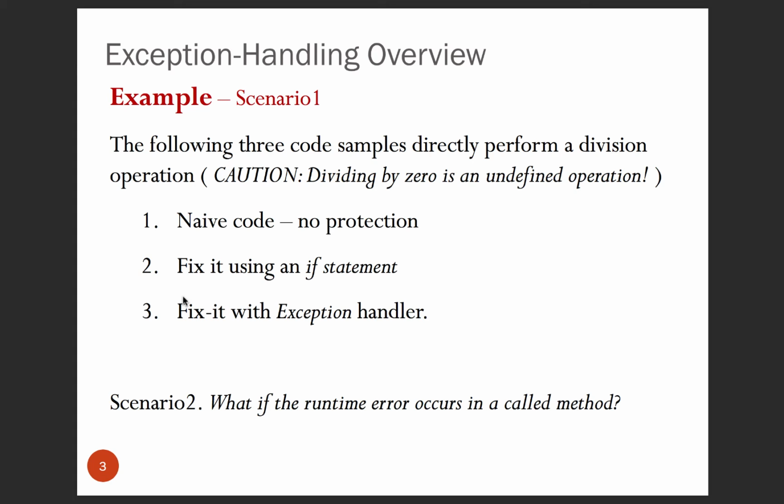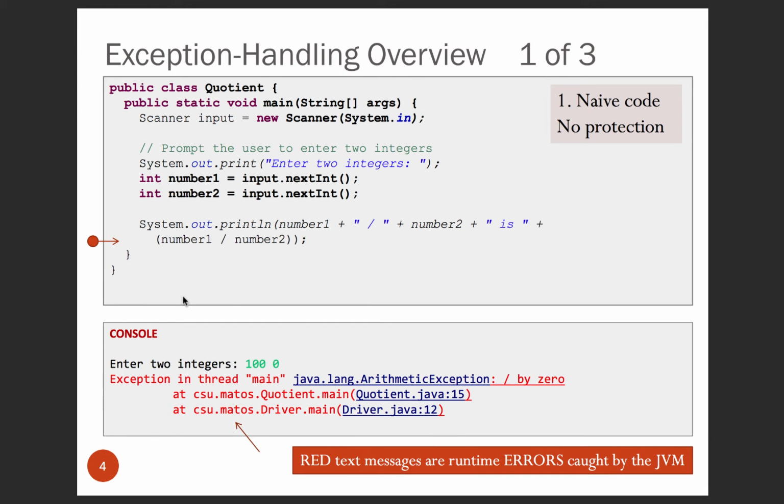You can fix this problem with if statement conditions. For example, you always check whether the value used to divide is zero or not. If it is zero, then maybe you can send some message to the user that no, you cannot enter zero. And you can also fix this situation using an exception handler. We'll see all three situations in code. Let's start with the first scenario, where we don't have any protections.